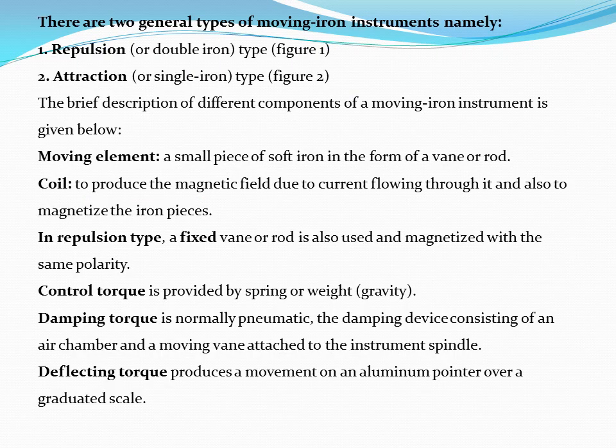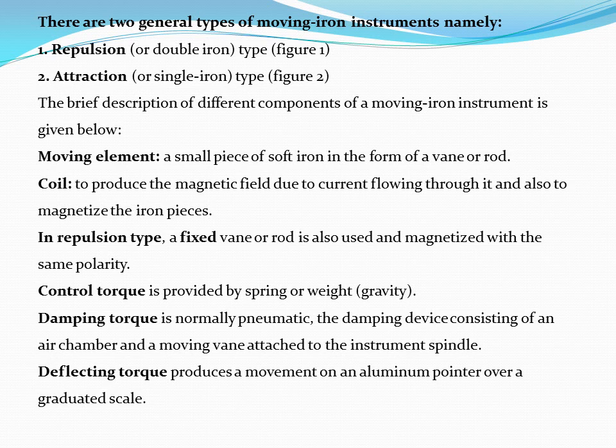There are two general types of moving iron instruments, namely repulsion, that is, or we can say double iron type, and attraction, or we can say single iron type. The description of different components of moving iron instruments is given. Moving element: it is a small piece of soft iron in the form of a rod.